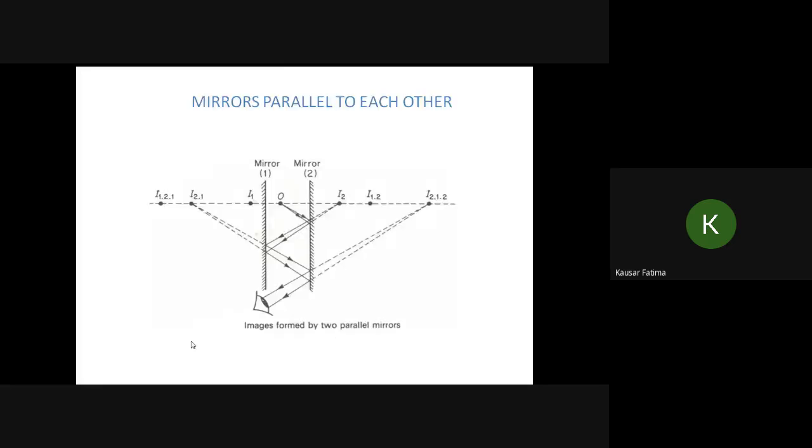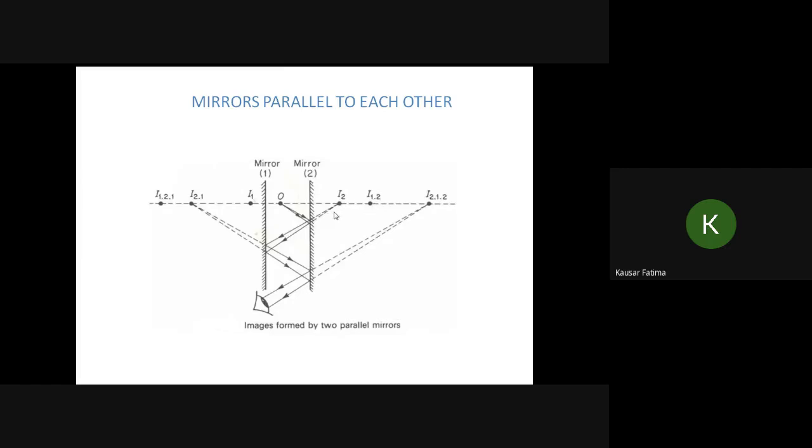Mirrors parallel to each other. So this forms so many images. This is an object placed between the two mirrors. So object distance and image distance are the same. So this is the first one, image 1. This will serve as an object for mirror 2, so you have to measure it from here. From the second mirror, this distance will be equal to this.